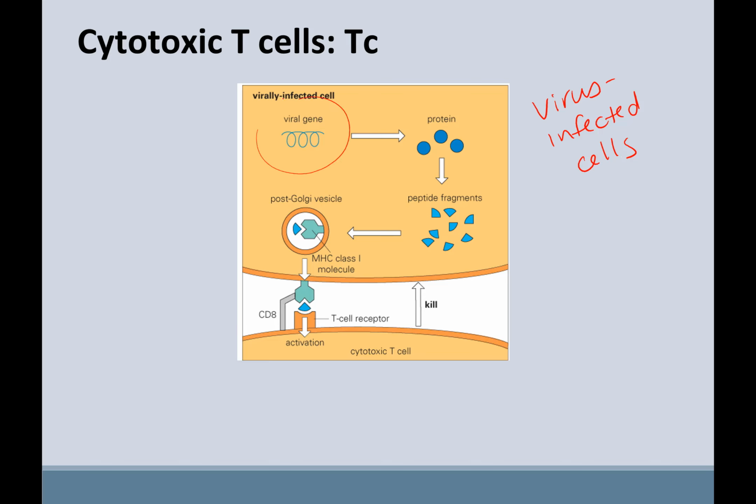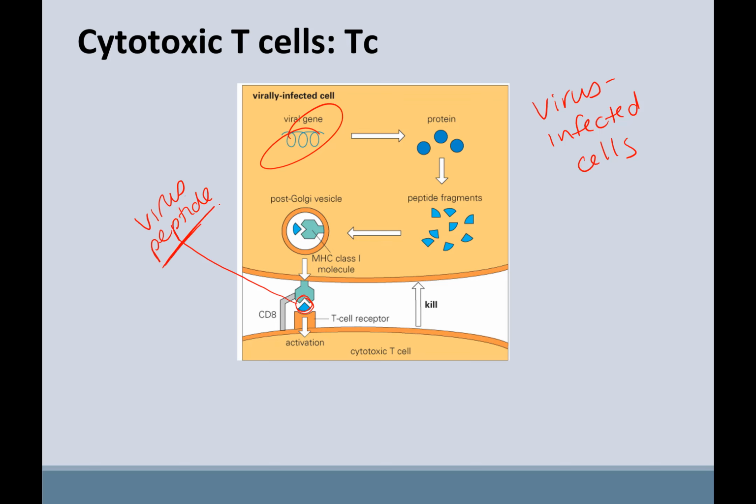So here's your virus infected cell. It's producing an MHC class 1 molecule, but somehow it tells this guy, man, I'm infected. Okay, back up. Start over. This is a virally infected cell, and the cell that is infected is expressing or producing a virus peptide.